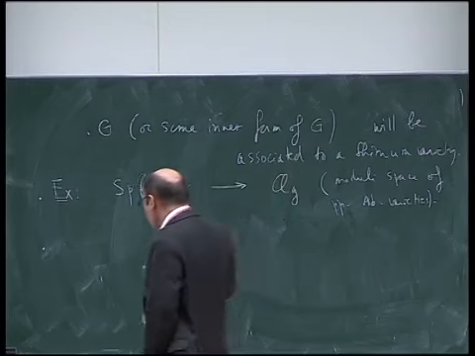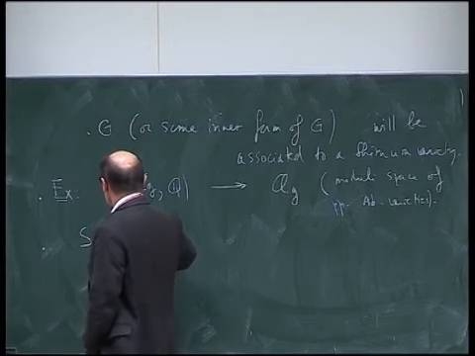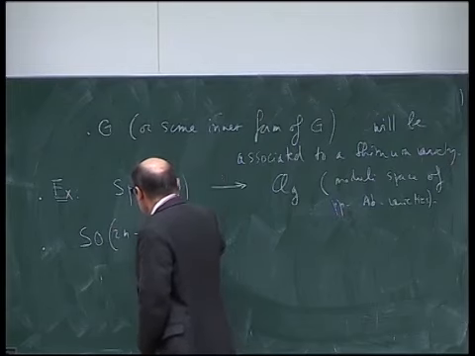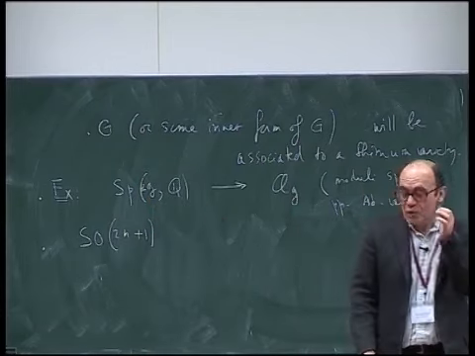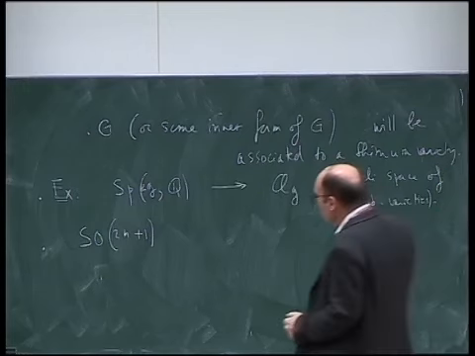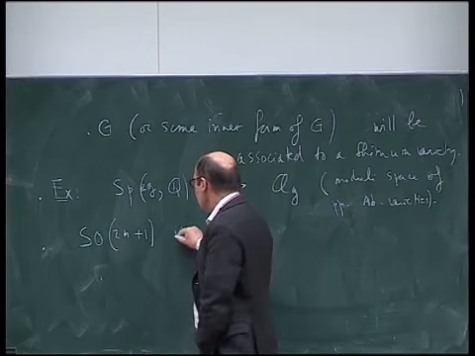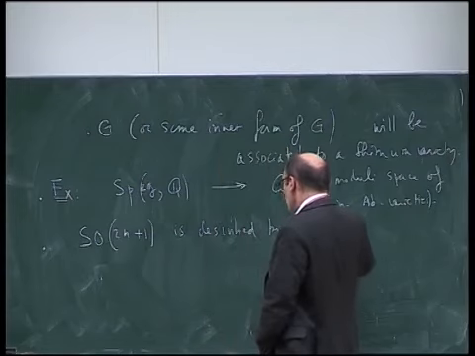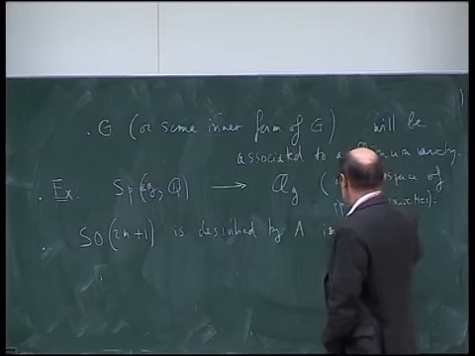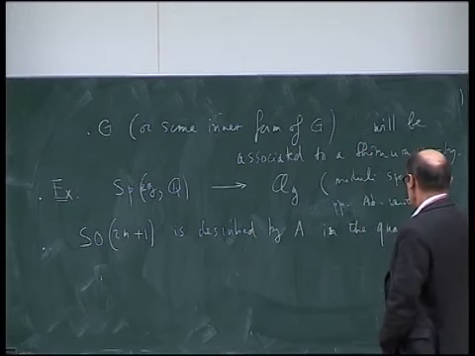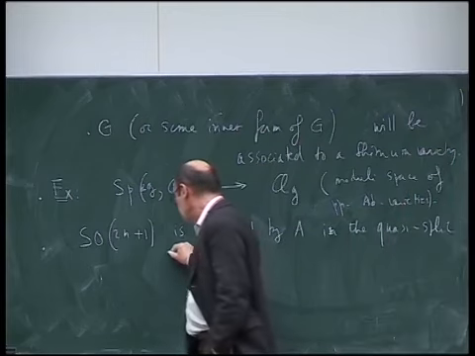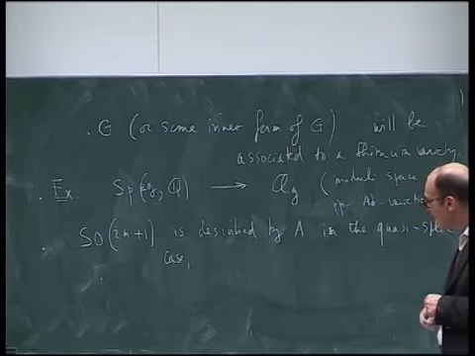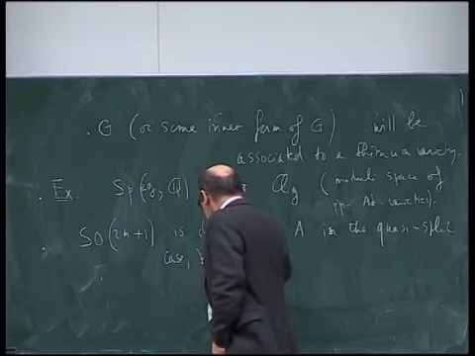We can work with SO 2n plus 1. I just write this because I'm going to specify a rational structure. So a priori, this is described by Arthur in the quasi-split case. But of course, this has inner forms which are not quasi-split and which are therefore more interesting.